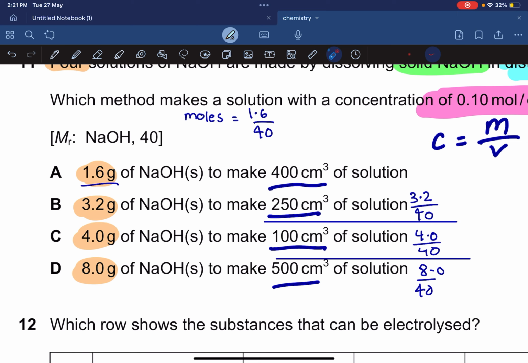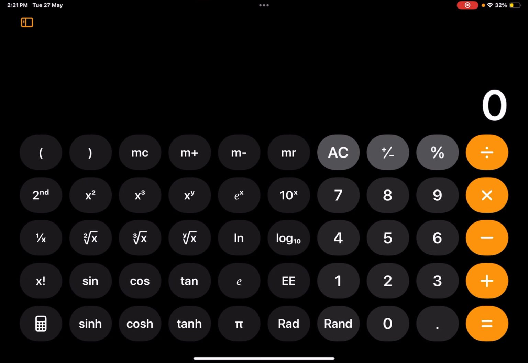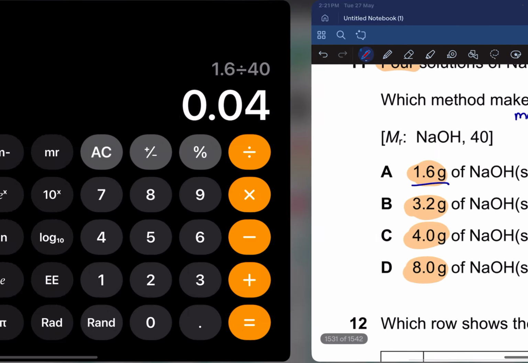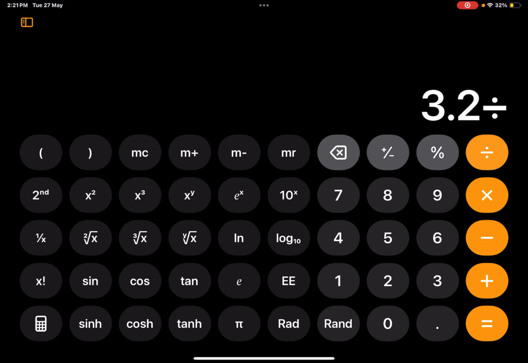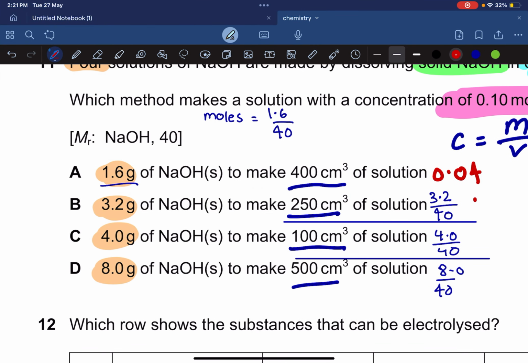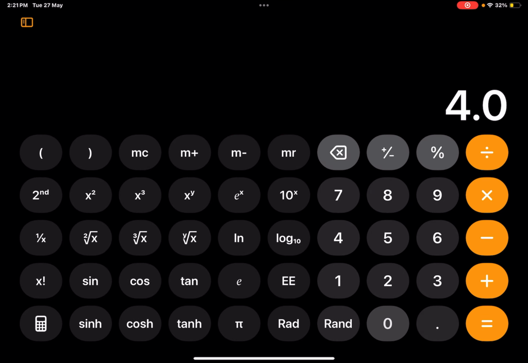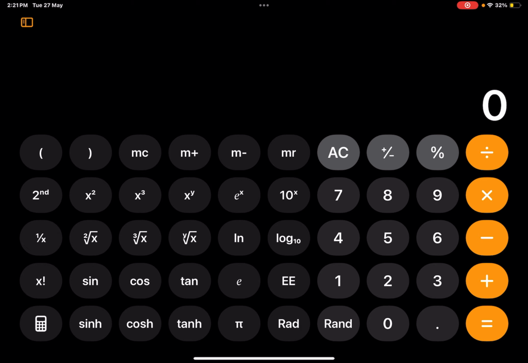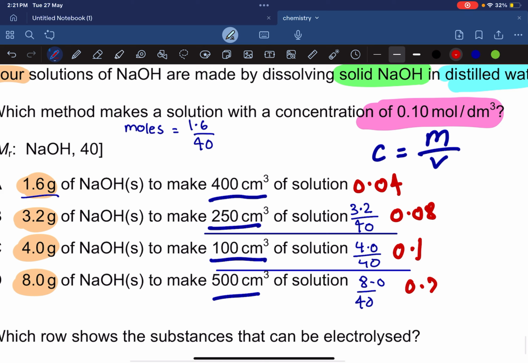So 1.6, 3.2, 4, and 8. Okay, 1.6 divided by 40 is going to give me 0.04 moles. Then 3.2 divided by 40 gives 0.08 moles. Next, it's 4.0 divided by 40, which gives me 0.1 moles. And next I have 8.0 divided by 40, which gives me 0.2 moles. Okay, now I have the moles.